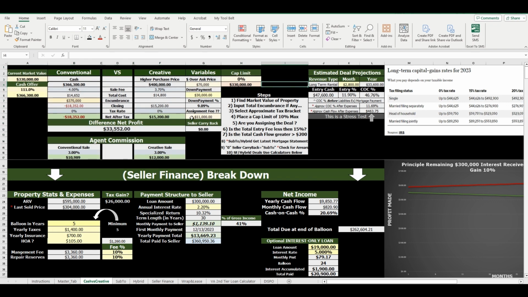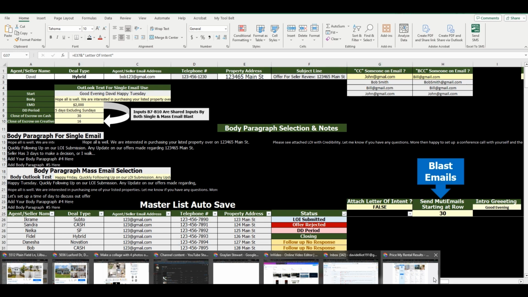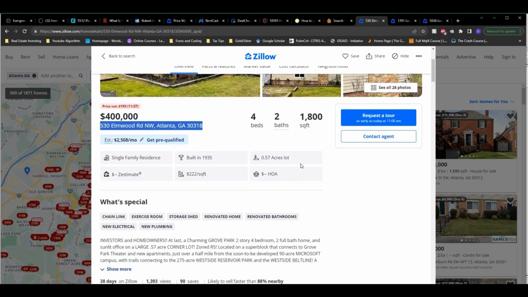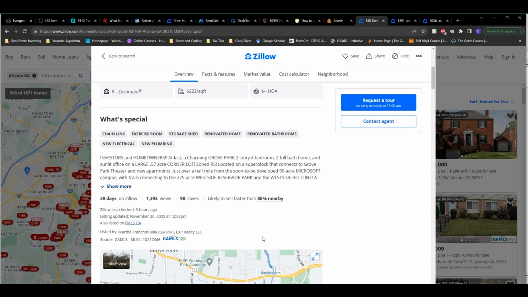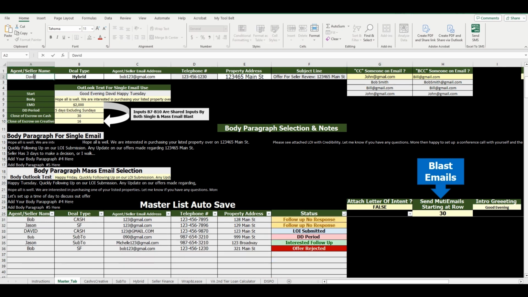Now what we're going to do is go over to the master tab and pretend that we're going to send out an LOI. So let's incorporate that now. Let's go back to the listing and see if we can pull the agent's name. We can. Her name happens to be Martha, so we'll just copy and paste Martha's name. We'll head on over to the master tab. We will update the input here. We are working on a seller finance, a subject to deal type.